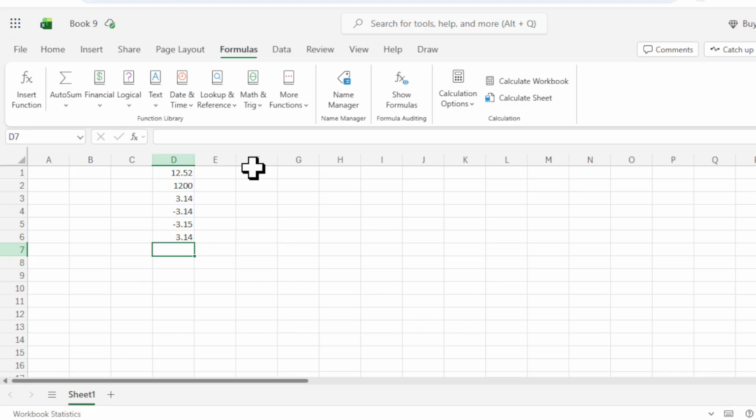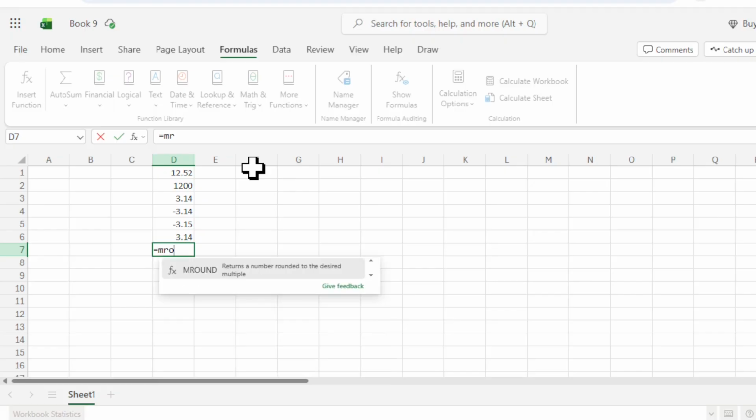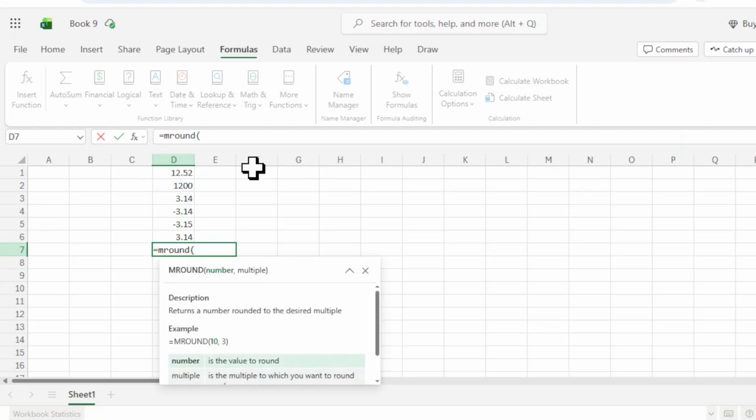The next one we're going to do is called MROUND. So equals MROUND. Returns a number rounded to the desired multiple. So what that means is, let's say I want it to the nearest 5. I have 1,224, and I want that rounded to the nearest 5, so it'll round it up to 1,225.